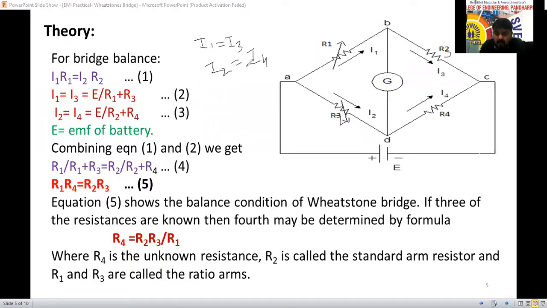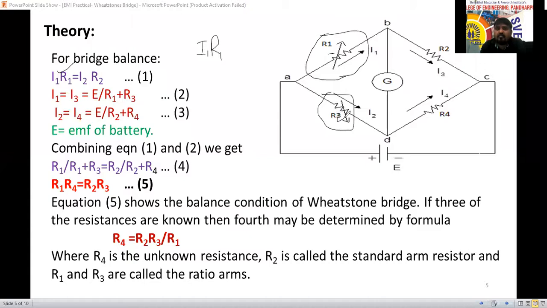So, according to this, the bridge will be balanced when the voltage drop across this one is equal to the voltage drop across this one here. So the voltage drop across R1, according to Ohm's law, we can write as I1 R1. Voltage drop across R1 equal to I1 R1. Yes? Yes, sir.